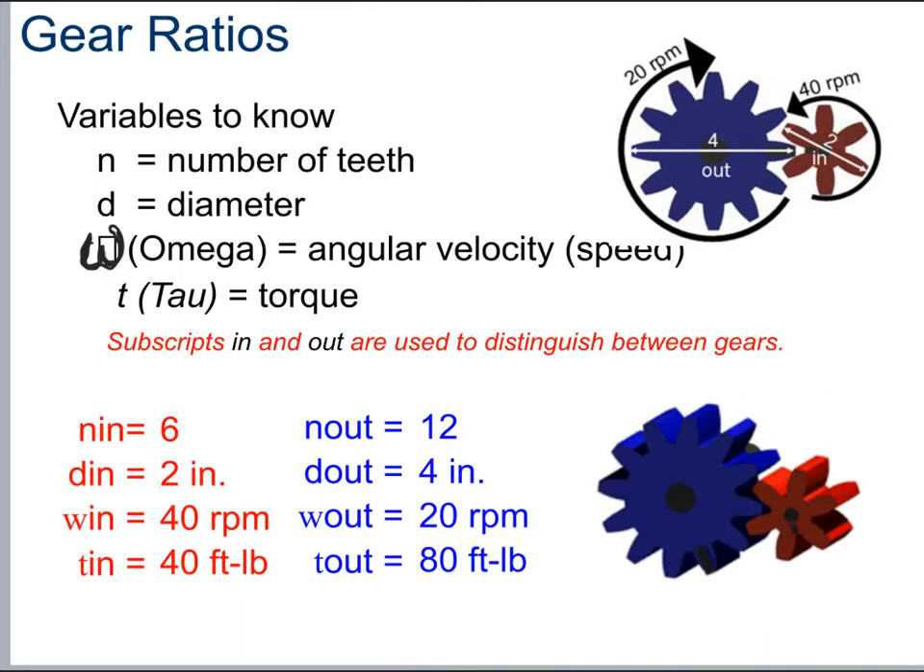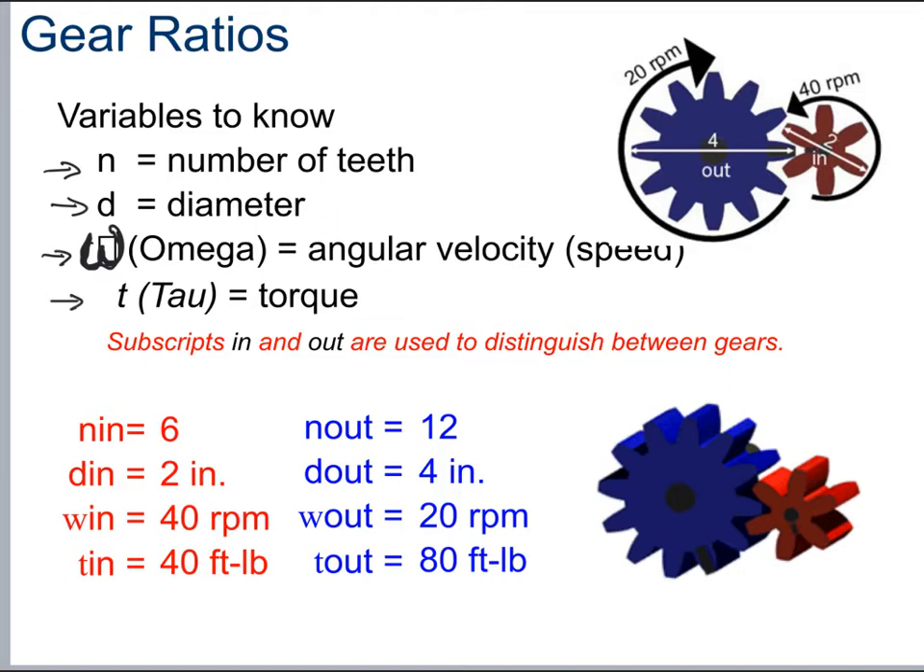In order to effectively work with these ratios, you must understand the following symbols. We're going to let N represent the number of teeth found on a particular gear. D is going to represent the diameter of that particular gear. The symbol for angular velocity is the Greek lowercase letter omega. The symbol for torque is going to be the Greek lowercase letter tau. And notice that the subscripts in and out are simply used to identify whether the characteristic of the gear refers to it as an input or as an output gear.